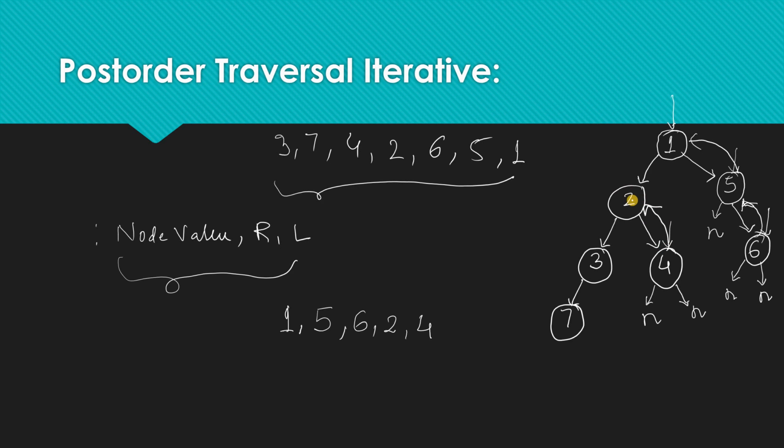For this node, we have explored the value and the right side, so we'll go on the left side. So we'll come here. We'll print the value of this node. Then we'll explore the right side, which is null. So we will explore the left side, so we'll come here. So we'll print the value of this node. Then we'll explore the right side, which is null, and then we'll explore the left side, which is null. So here our sequence will end.